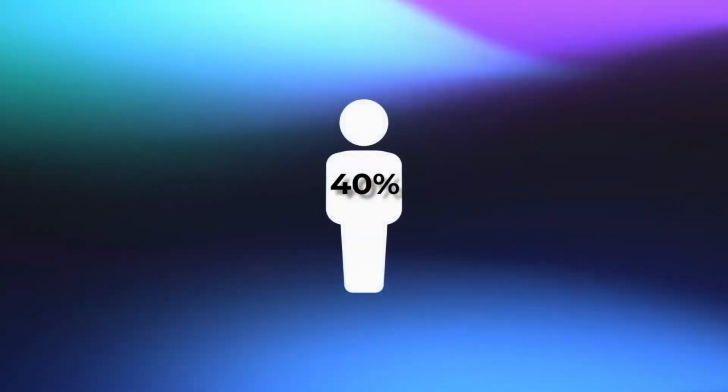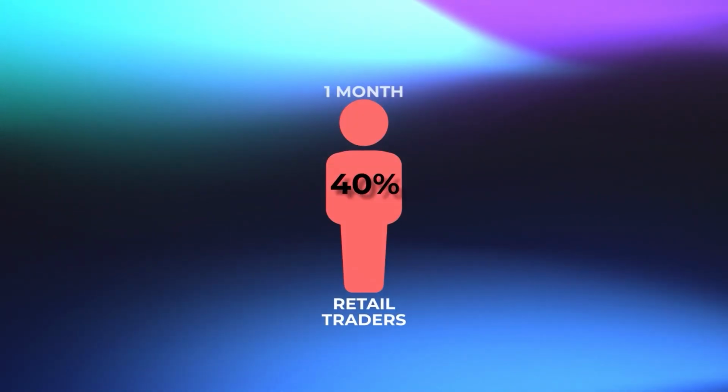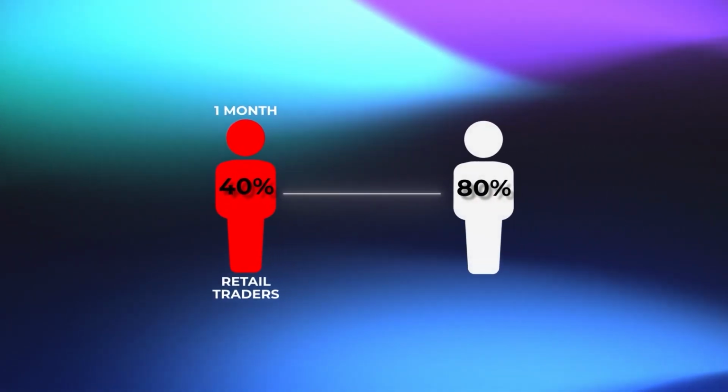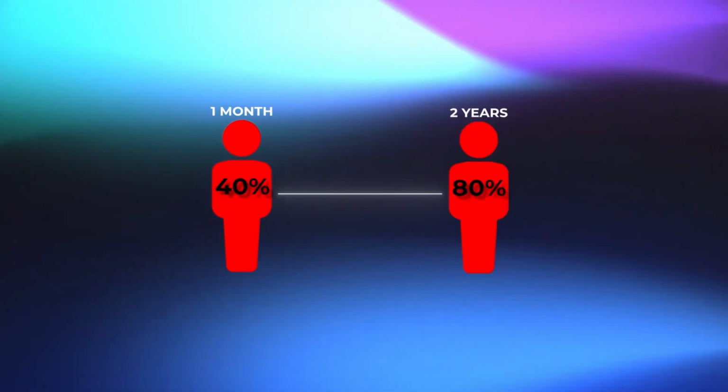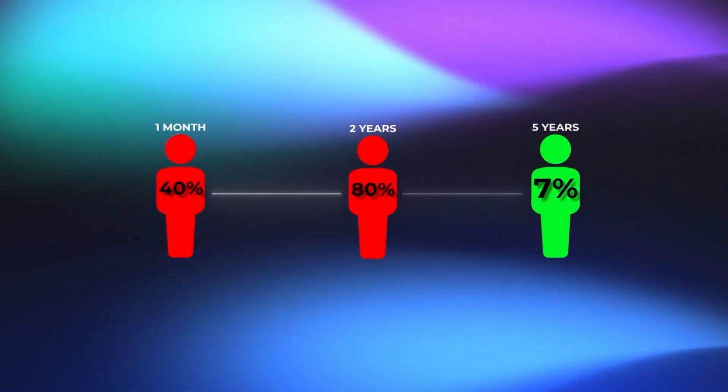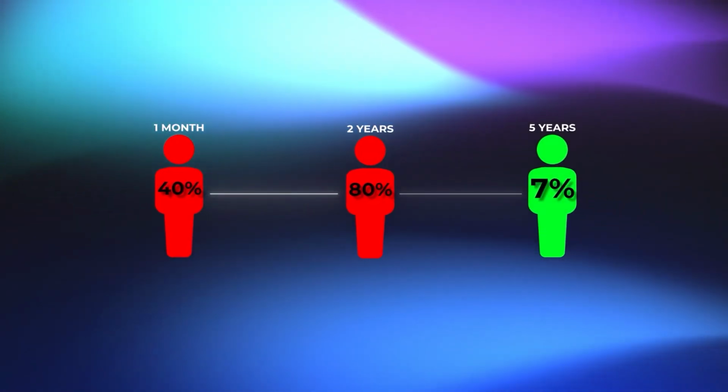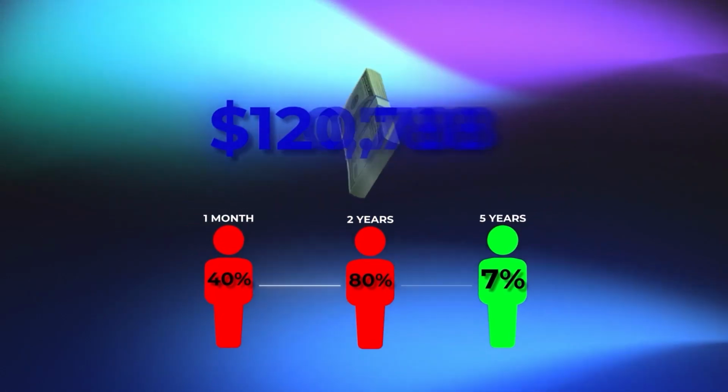According to the data, 40% of retail traders quit trading within just 1 month. 80% of retail traders completely quit trading within 2 years. And after 5 years, there are only 7% remaining, which will probably give up quite quickly when they keep losing money to the markets. Why? Because they're completely focusing on the wrong things.